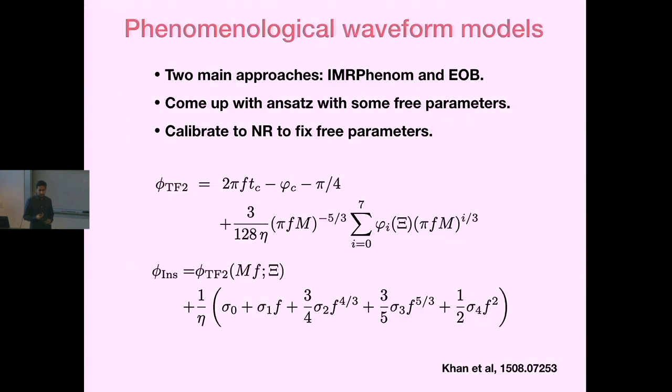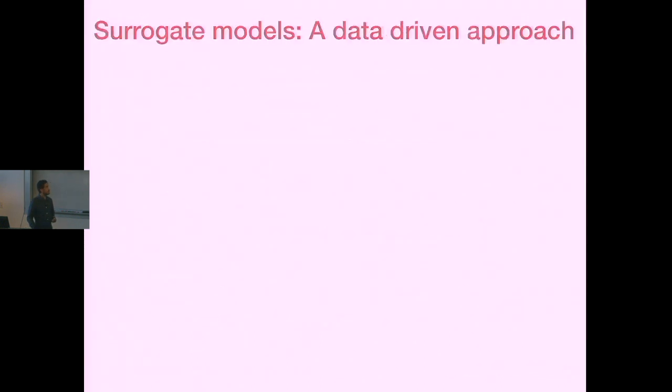And so then you can ask the question, is there a way to not do that? Is there a way to not make an assumption and instead directly use the numerical relativity simulations? So that's what surrogate modeling does. We use a purely data-driven approach. We use the numerical relativity simulations directly to build the model, without having to make assumptions about the underlying phenomenology.